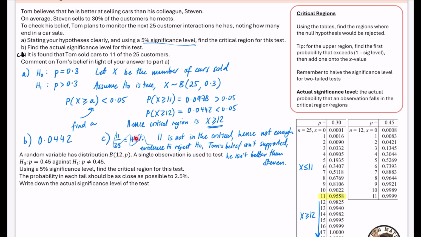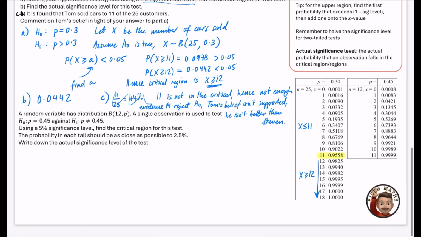So although it was 44%, what we're saying is there is enough random variation. He might have just got a bunch of customers who were ready to buy a car. There would need to be stronger evidence. He would need to have sold 12 or more to give us some really strong evidence that he has actually got better at selling cars than his colleague Stephen.